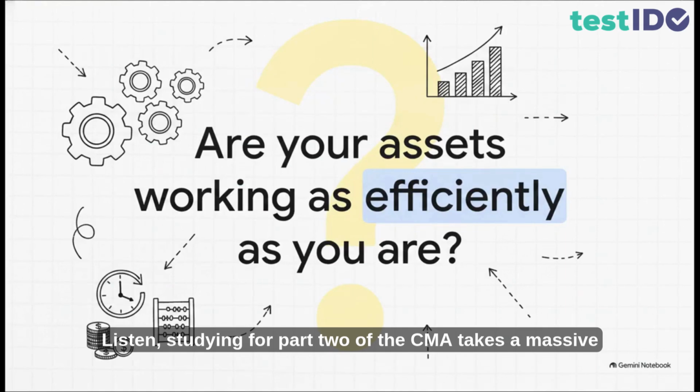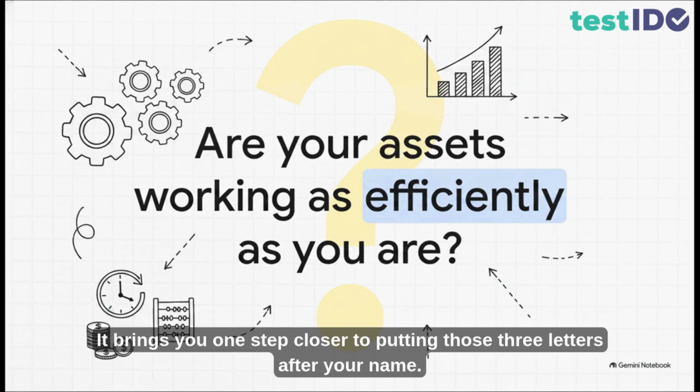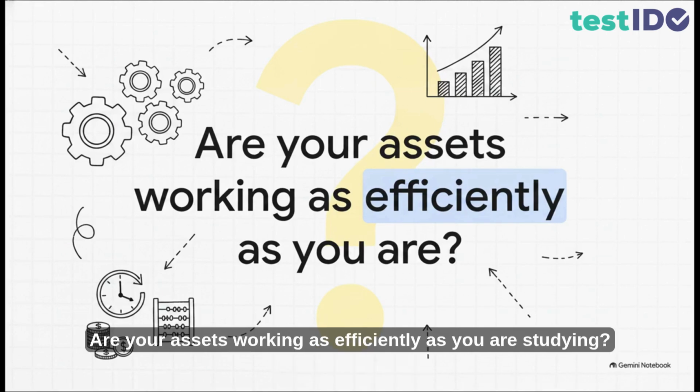Listen, studying for Part 2 of the CMA takes a massive amount of dedication, but I want you to remember exactly why you started this journey. Every single formula you master, every trap you learn to avoid, it brings you one step closer to putting those 3 letters after your name. So I leave you with this final question. Are your assets working as efficiently as you are studying?